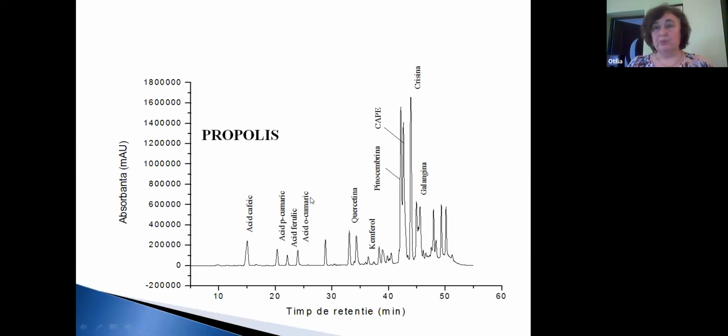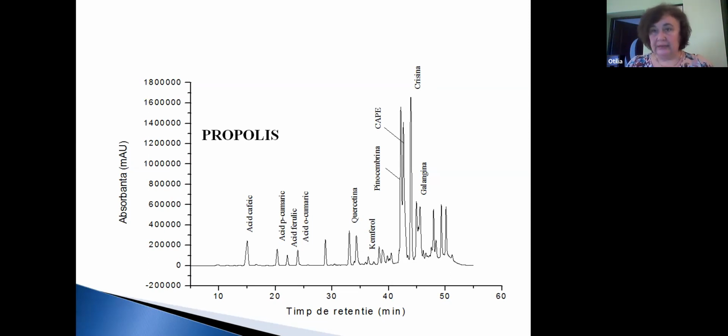Going further, from propolis, using the same HPLC methods, we also quantified a lot of biologically active compounds from the class of polyphenols. We can also see here caffeic, p-coumaric, ferulic acids, and also higher amounts of flavonoids like quercetin, kaempferol, pinocembrin, chrysin, galangin, which Cristina was mentioning earlier, which have very good and very high bioactive properties.